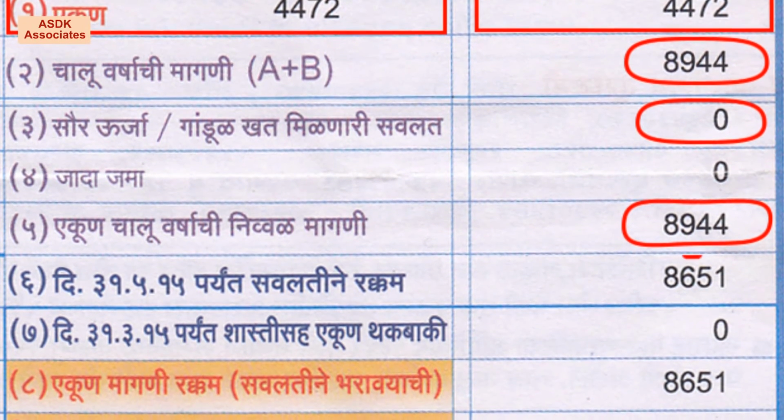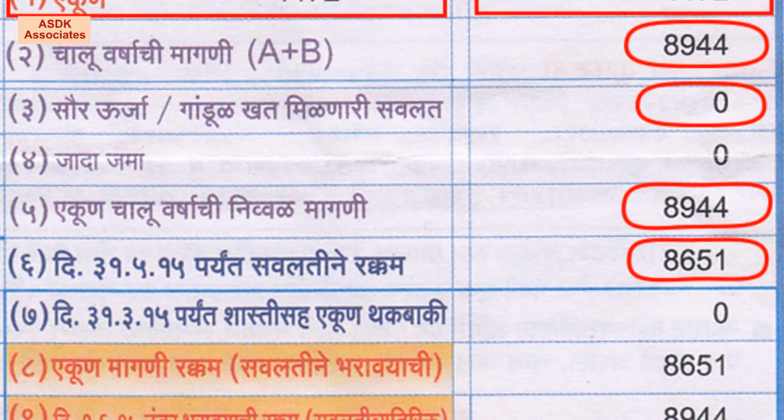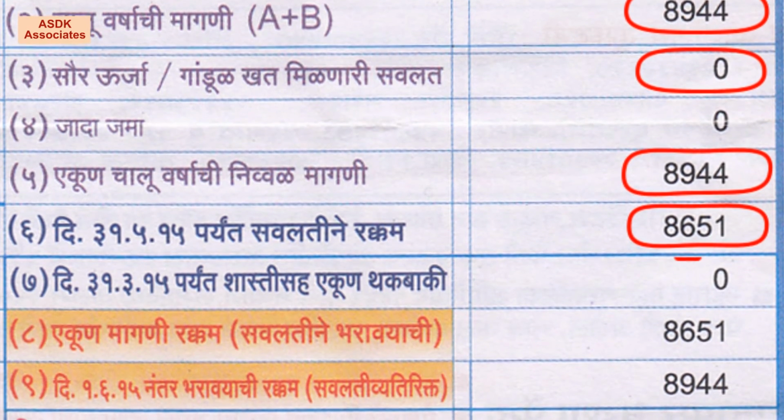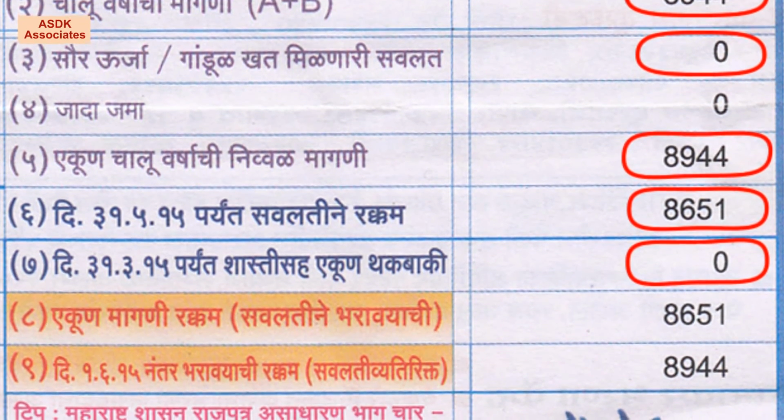The amount which you will find next on the bill is the amount payable till date, that is 31st May. Just below that you will find the amount to be paid after date, June 1st.